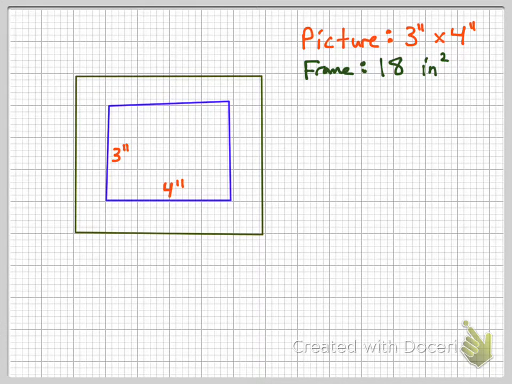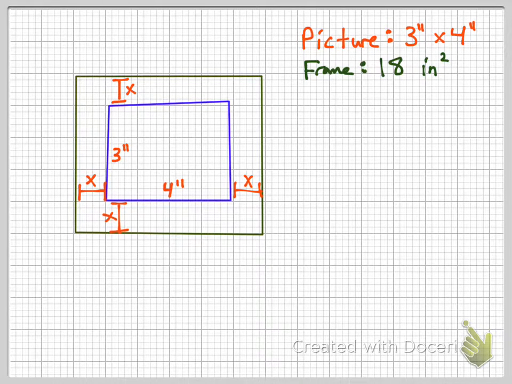So first thing I'm going to do is label the thickness of my border, and the thickness has to be the same all the way around, so I'm going to use a variable to represent that. I'm going to go ahead and mark it on all four sides just because I need it to be that size all the way around.